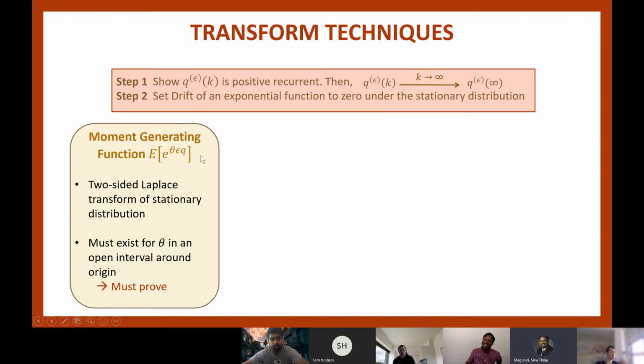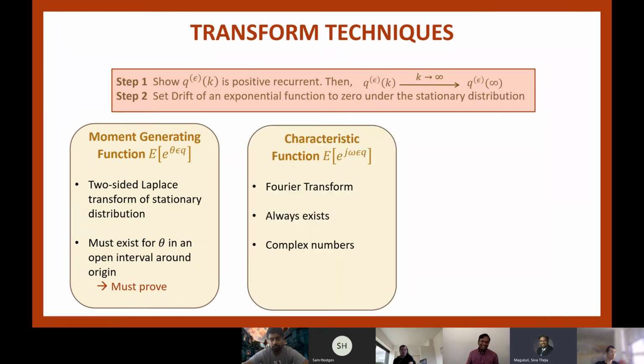So there are three kinds of exponential function we can work with. The first one is what I showed. The understanding was that theta is a real number. In particular, theta should come from an open interval around origin. This can be thought of as two-sided Laplace transform of the stationary distribution, and this is the moment generating function. And to use this, one has to first show that this MGF exists, because MGF may not exist for some random variables.